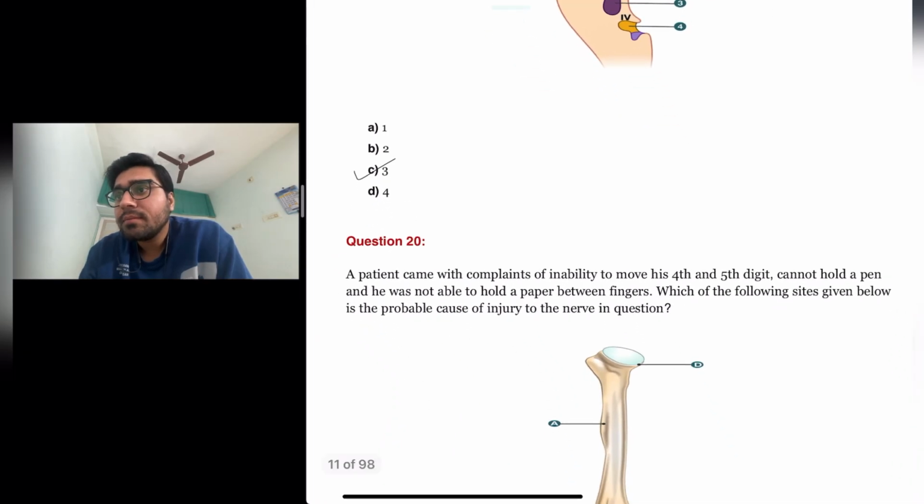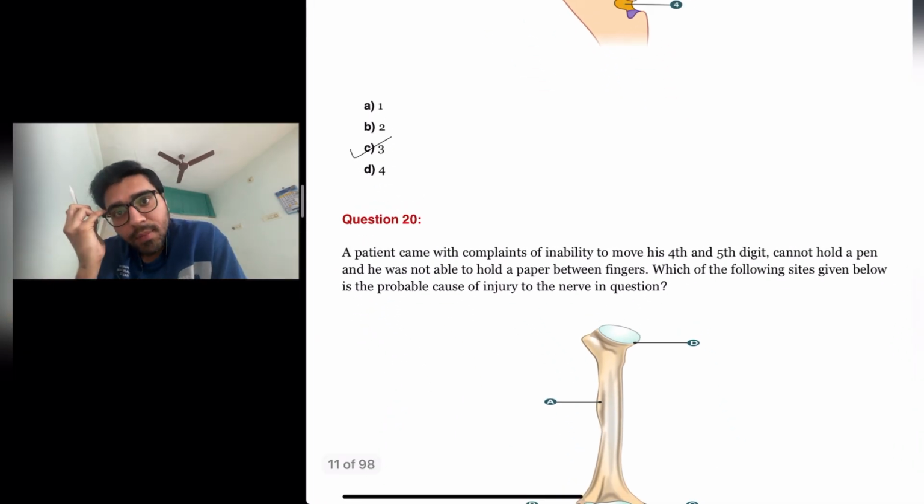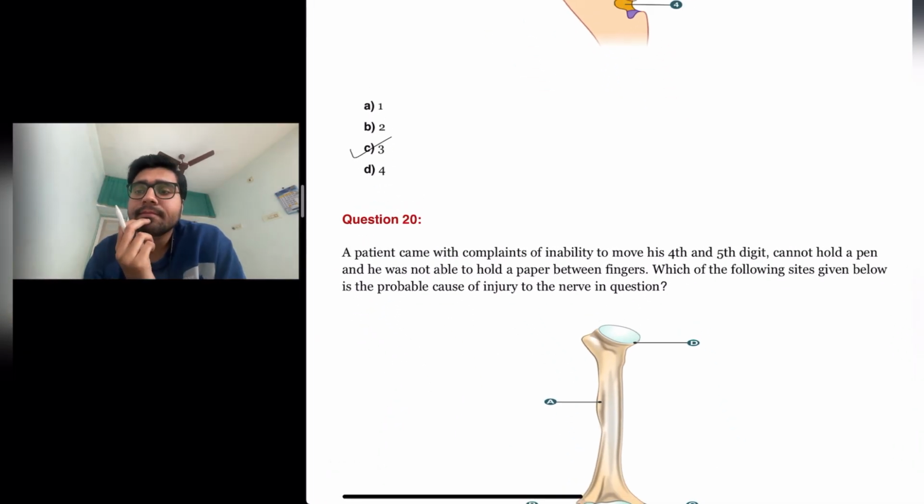Because there is no thymus, we can easily assume that there is a defect of third pharyngeal pouch formation, and that will lead to absent thymus.